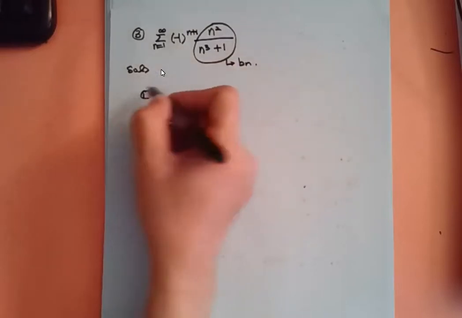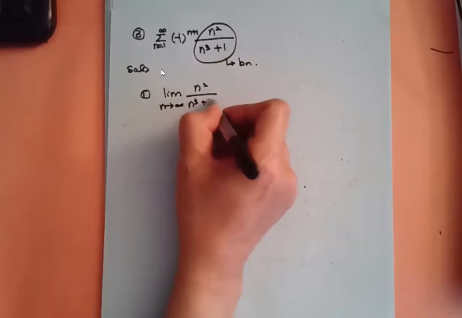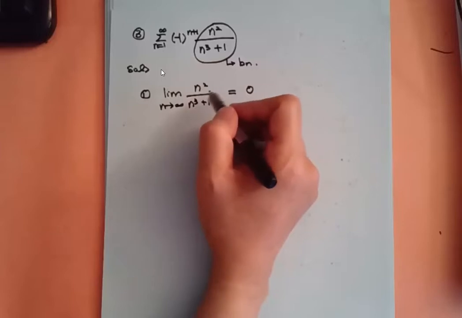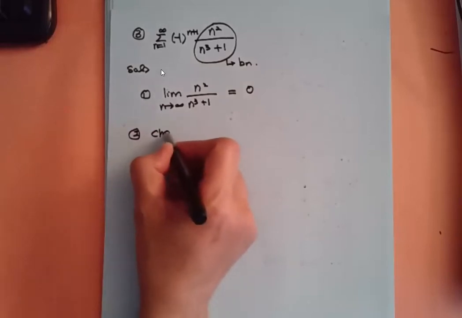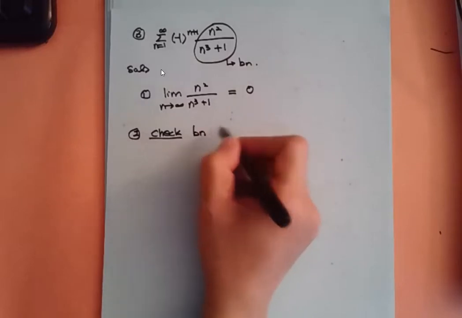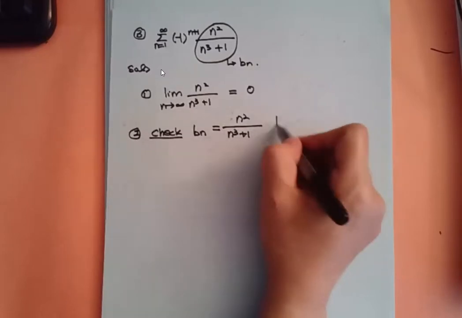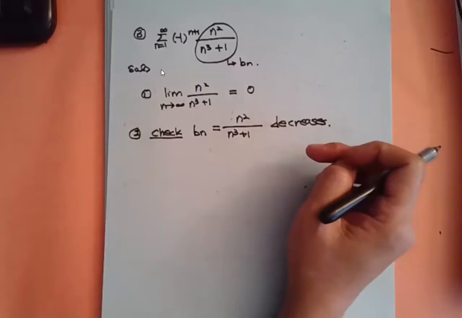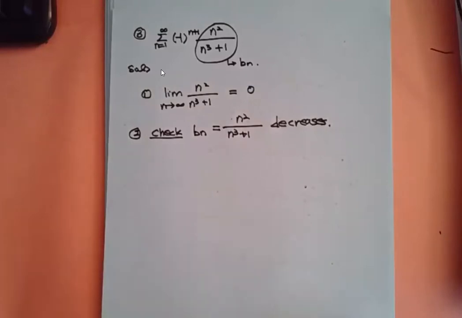Let's check the second condition first. As n goes to infinity, n squared over n cubed plus 1 goes to 0, because we know the degree of the denominator is larger than the degree of the numerator. The next thing we want to check is that the term n squared over n cubed plus 1 decreases. If you plug in the number with the n plus 1, it becomes a lot harder to check.